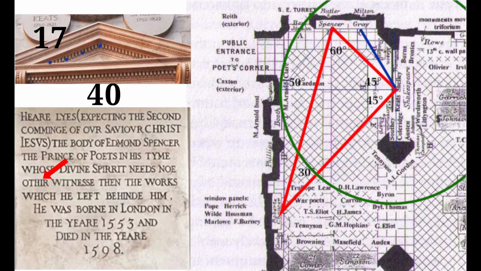Spencer's monument has odd text. It isn't crazy enough to support a grid. The letter frequencies are intriguing. There are 17 O's and 39 E's.